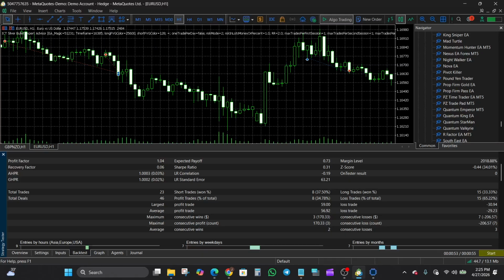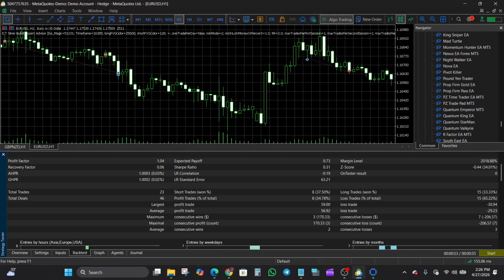Just to be clear, these are historical backtest results and they don't guarantee future performance. They simply show how the EA would have performed under these exact conditions. Now, results will vary depending on your selected kill zones, your risk to reward settings, your lot size or risk percentage, broker conditions like spread and execution, and overall market structure. So it's very important to test and optimize the settings yourself before using this on a live account.